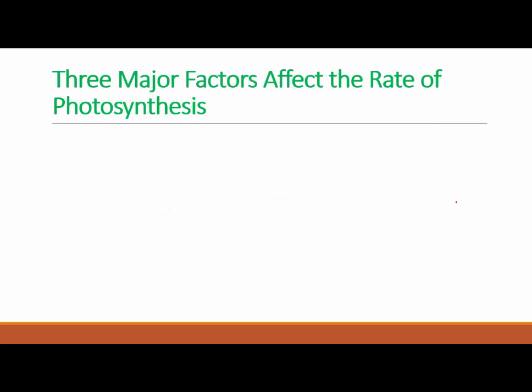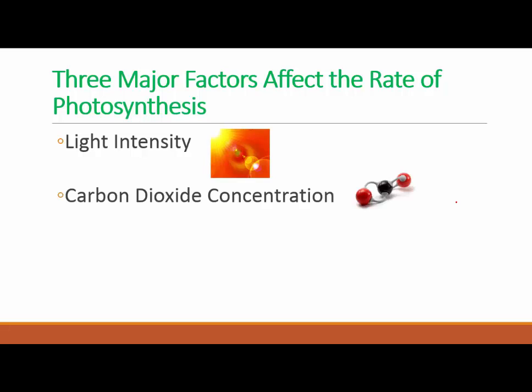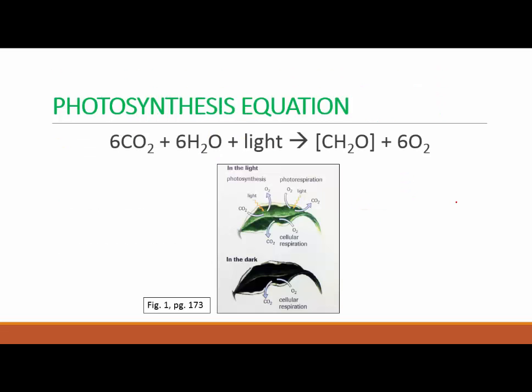So there are three major factors that affect the rate of photosynthesis, and we've already studied the light and the dark reactions, or the light dependent and the light independent reactions of photosynthesis. So now we want to see what are the factors that affect the process. First one is going to be light intensity, and we'll have a look at that. Carbon dioxide concentration and the temperature. So let's have a look at all three of those and see how they affect the rate of photosynthesis.